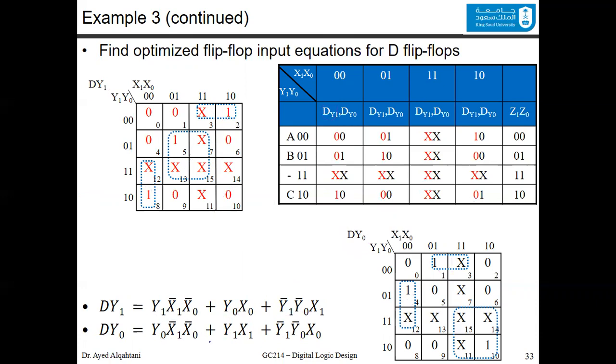I'll pick one of them just to make sure. Let me pick 2 of them. I'll pick this one and this one. To get this one, this is going to be y0 and x0. So it's y0 and x0. For this one, it's going to be y0 bar, y1 bar, and x0.